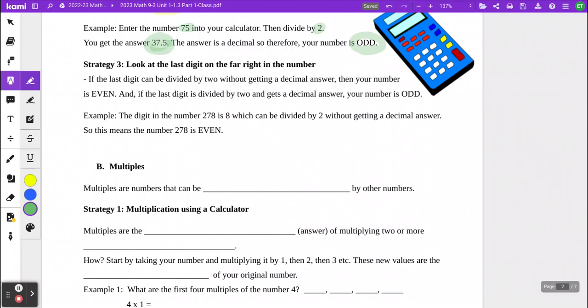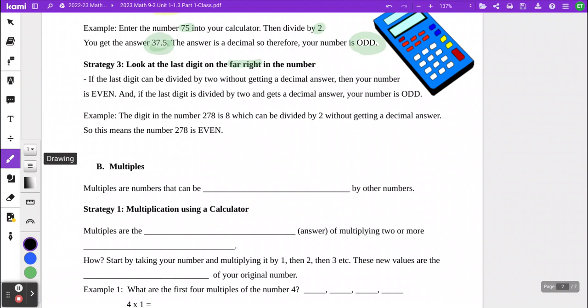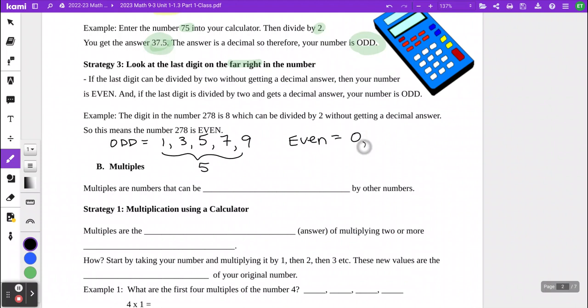Now, something we could also do is look on the far right-hand side of the number and see if the digit is odd or even. So we can make a list of odd and even numbers. If we say our odd numbers are 1, 3, 5, 7, and 9, there are 5 odd digits. And if we make even, there are also 5 digits: 0, 2, 4, 6, and 8. So 10 digits, 5 are even, 5 are odd. And those 10 digits will create absolutely any and every number.